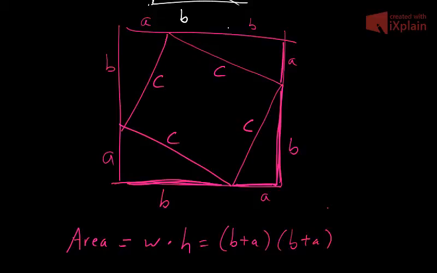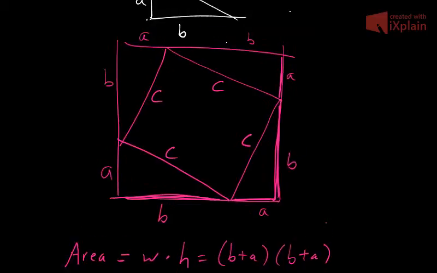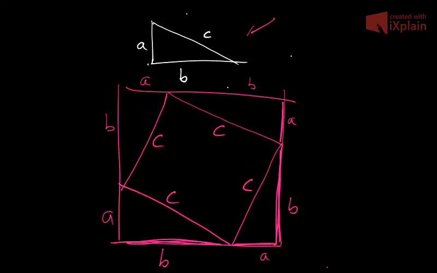Looking at the square, it's probably a little hard to tell where I'm going with this. What happened was I took 4 of this triangle right here, I took 4 of these, and I put them all together in a weird way down below.